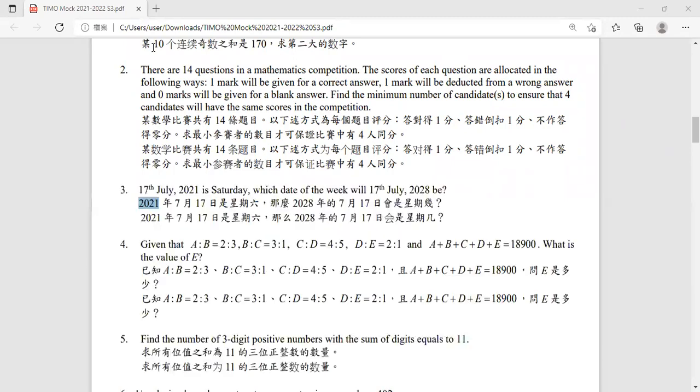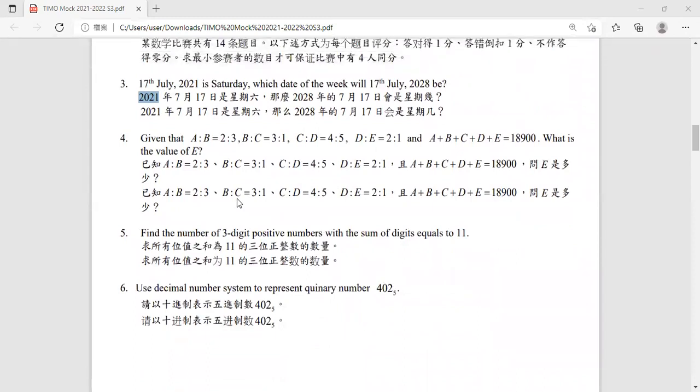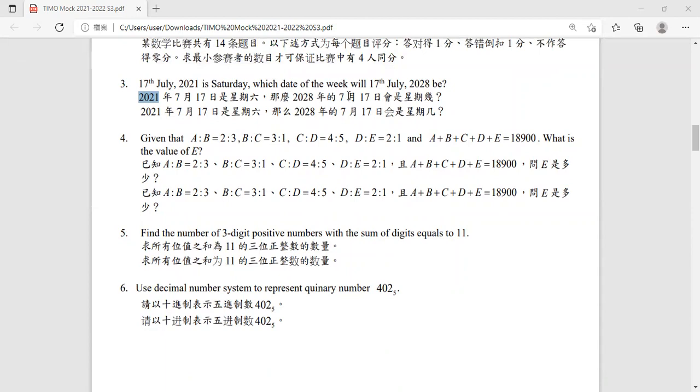Question 3. I don't think it should be here, but it's okay. Now, if the 7th of July of 2020 is Saturday, what day is the 7th of July of 2028?